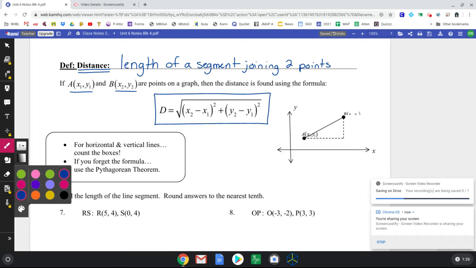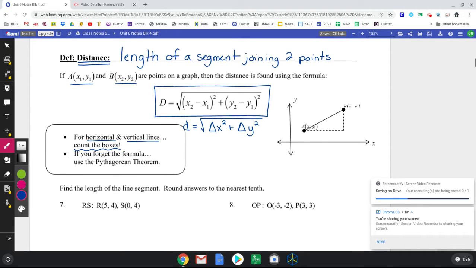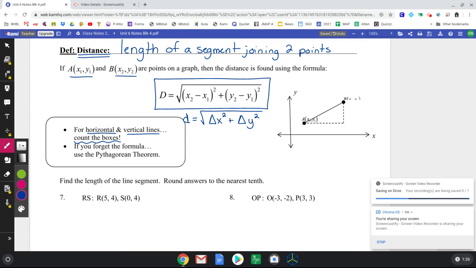the square root of the change in x's squared plus the change in y's squared. Now, if I have a horizontal or a vertical line, just count the boxes. No need to use a formula for that. And the distance formula is actually the Pythagorean theorem, a squared plus b squared equals c squared in disguise.